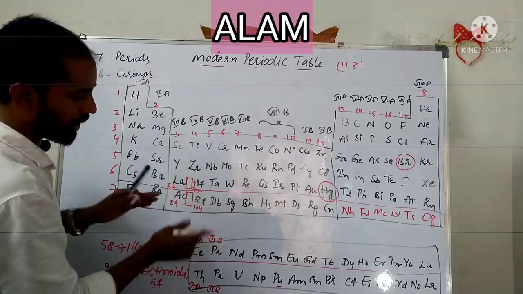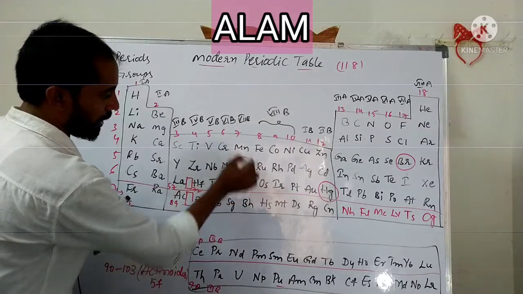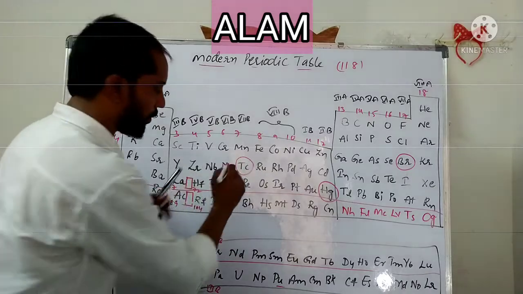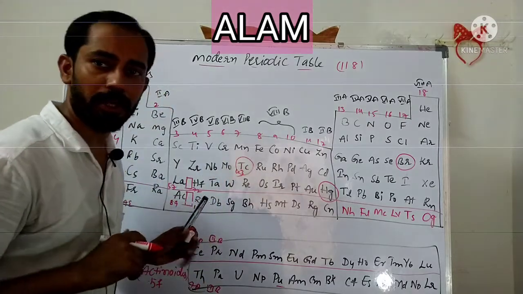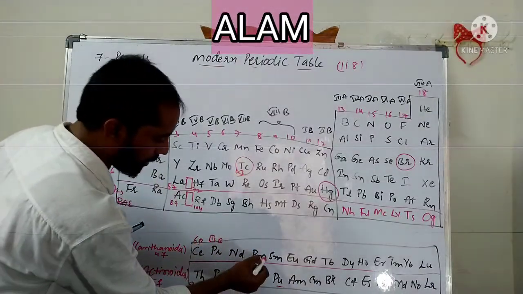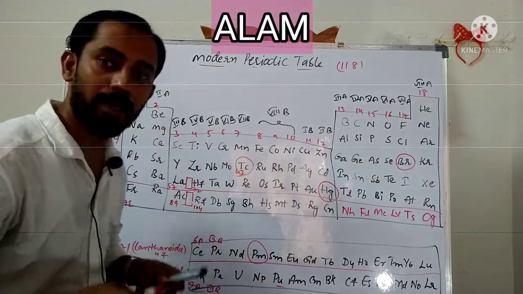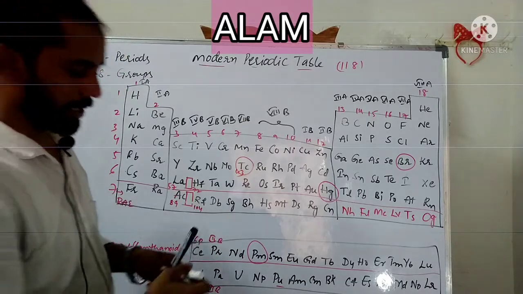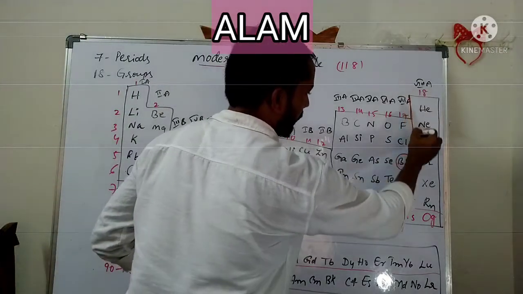Other than the radioactive 7th period elements, there are two more elements. One is technetium, atomic number 43. It is a radioactive element and a synthetically prepared element, the first synthetically prepared element. And in the lanthanides also, one of the elements, promethium, is radioactive. Okay, now coming to the 8th group elements.